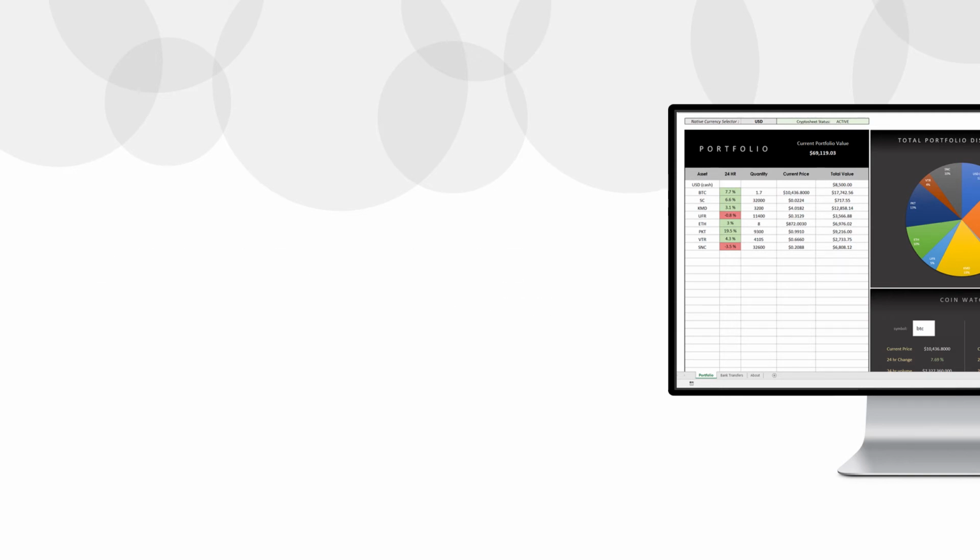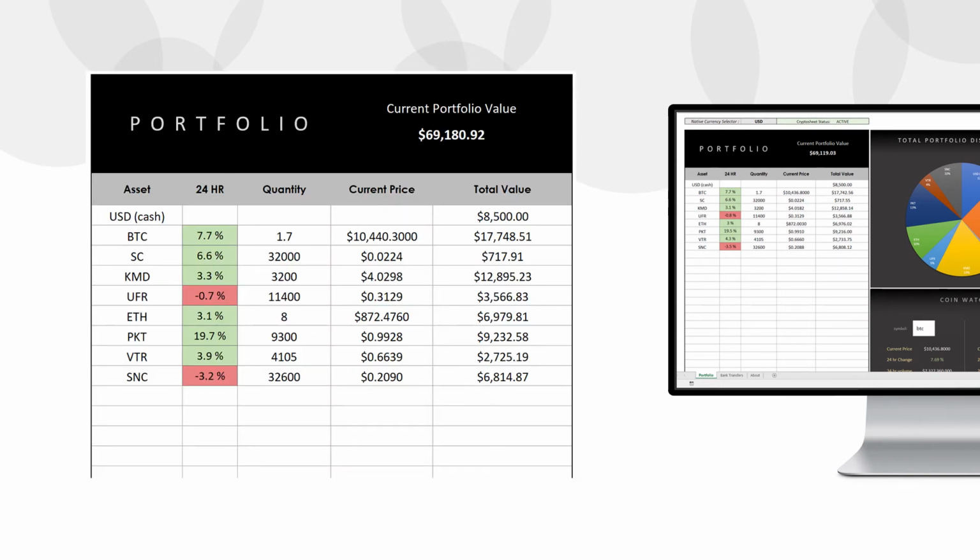With Cryptosheet Lite, you simply manually enter the coins and quantities of each that you own right onto the portfolio sheet. Then, after you execute buys and sells, or deduct or deposit coins into or from your portfolio, you simply change the quantities of the coins that you own right on the portfolio sheet.